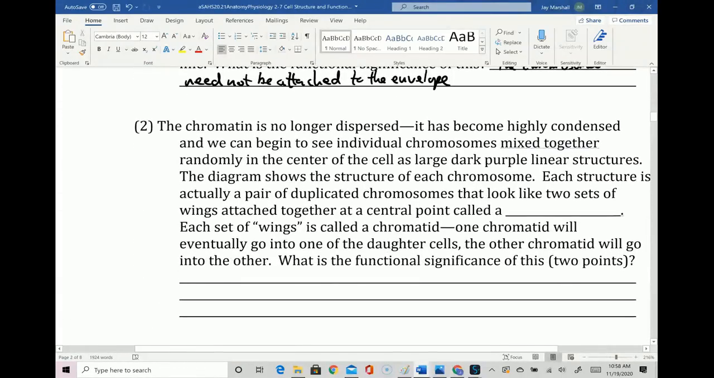Second feature, the chromatin is no longer dispersed. It has become highly condensed, and we can begin to see the individual chromosomes mixed together randomly in the center of the cell as large, dark, purple linear structures.